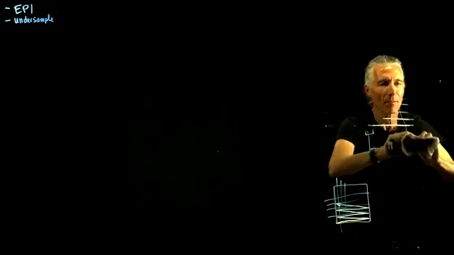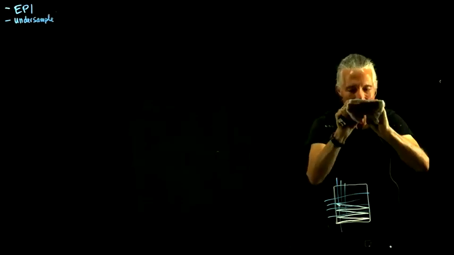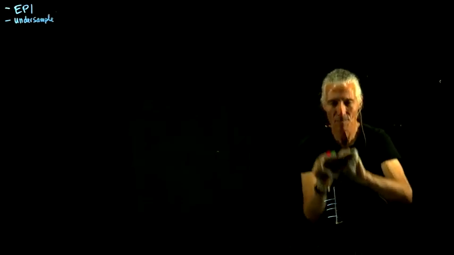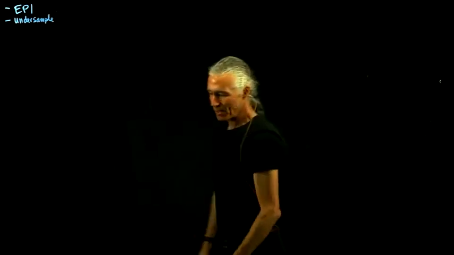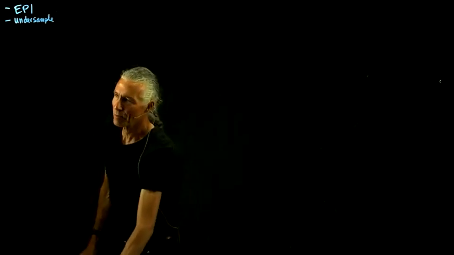And what does undersample mean? It means I don't collect all of K-space. And some of the homework problems are exactly on this. Like, what happens if you just leave out half of the lines in K-space? What does it do to your image?